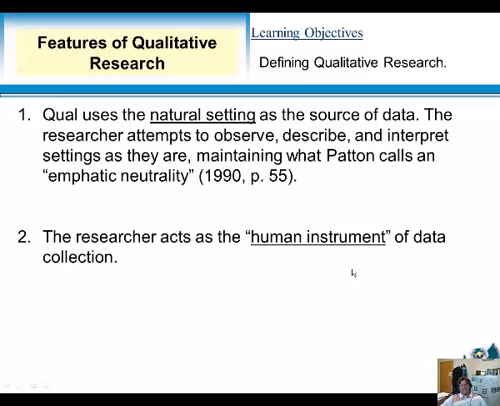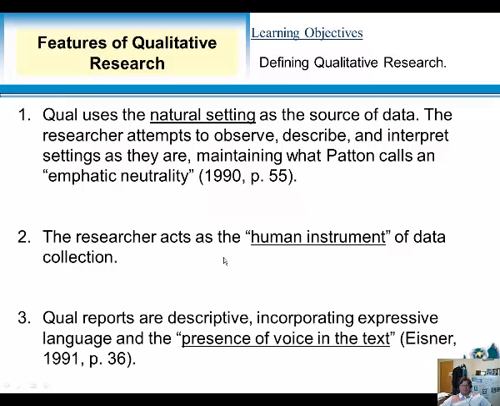The researcher acts as the human instrument of data collection. Whereas quantitative studies have lots of instruments that collect the data, in qualitative research the researcher is defined as the instrument, or the human instrument, of data collection.